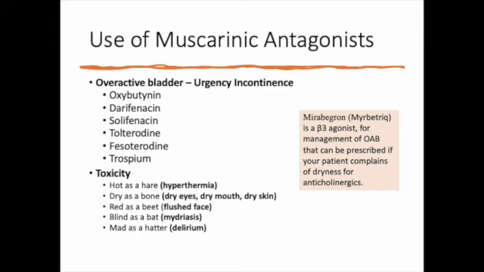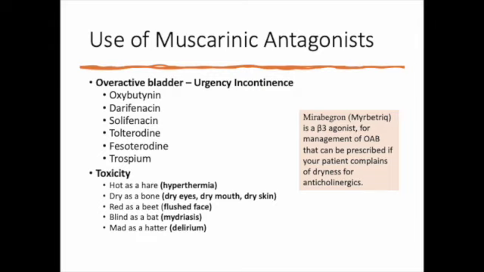And so there is a mnemonic that helps you to remember these signs and symptoms of the anticholinergic toxicity. So we think of hot as a hare, so they get into this hyperthermic state; dry as a bone, dry eyes, dry mouth, dry skin; red as a beet, they're going to look very flushed and erythematous; blind as a bat, so they get mydriasis, which means they lose some of that visual acuity; and mad as a hatter, so they will perhaps be in a state of delirium. Okay, so use that mnemonic to help you to understand anticholinergic or muscarinic antagonist type toxicities.